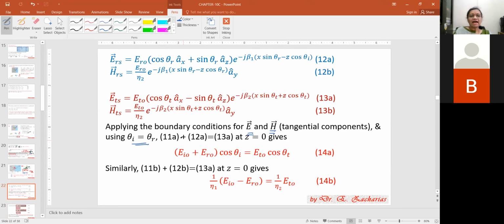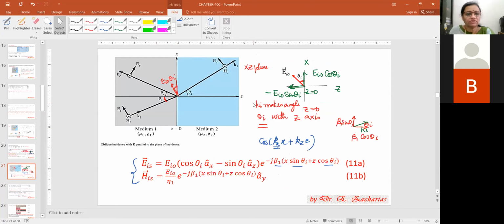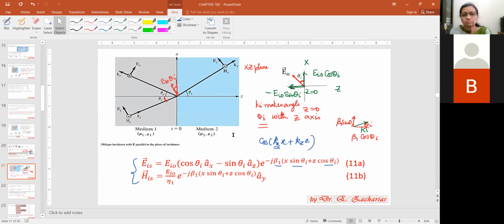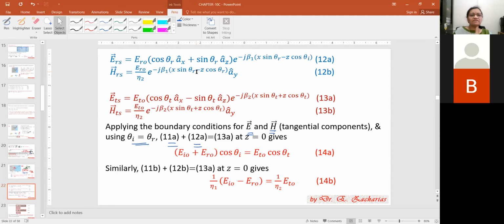Okay. Now what you do is add 11a and 12a. What is 11a? 11a is the equation for the electric field. Take 11a, add it to 12a. 12a is the reflected. So that means you are taking the electric field for the incident and the reflected, and you are going to add them. When you add them and apply the boundary condition that theta I equal to theta r at z equal to 0, then what you get is going to be a simple equation: (ei naught plus er naught) cos theta I equal to et naught cos theta t.